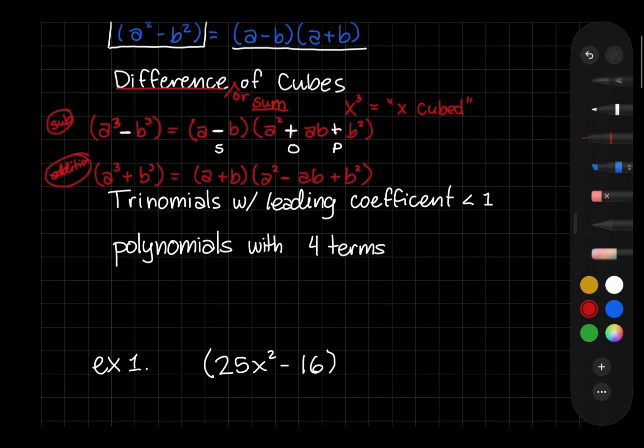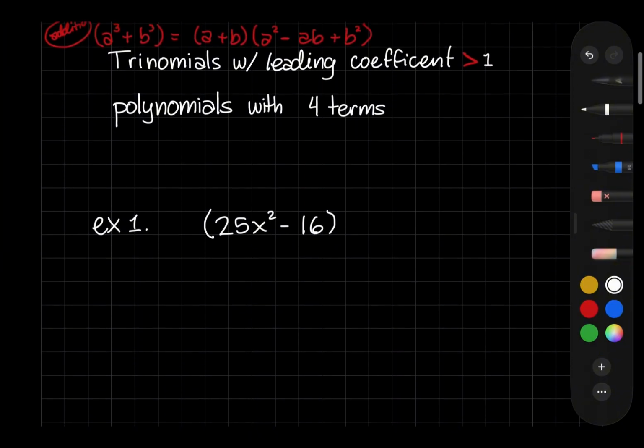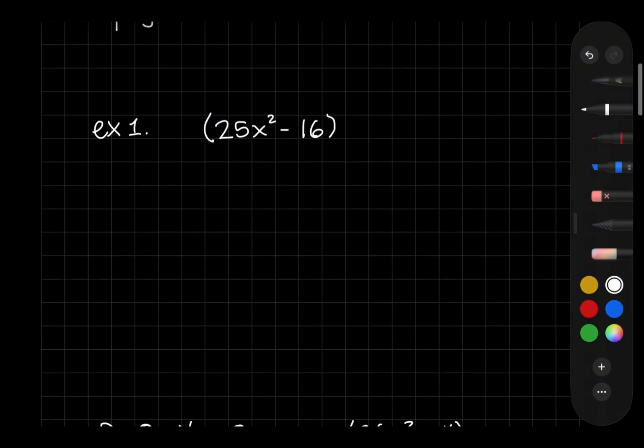And then we have trinomials with leading coefficients greater than 1. Should be a greater than symbol, my apologies. And then polynomials with 4 terms, which don't have any certain formulas, but they do have steps that we need to know. So let's go ahead and start with example 1.